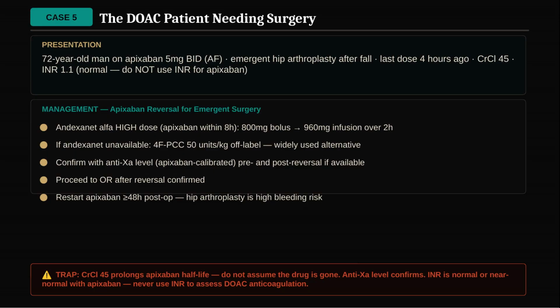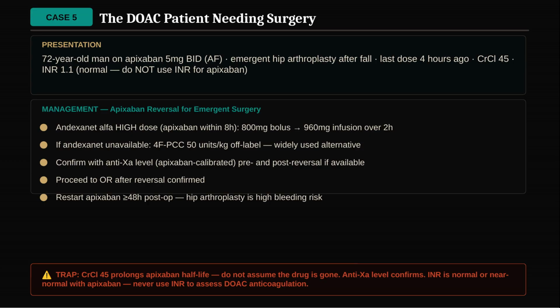A 72-year-old man on apixaban 5 milligrams twice daily for atrial fibrillation requires emergent hip replacement after a fall. Last dose was 4 hours ago. Creatinine clearance is 45. This is urgent and cannot wait the standard 40 to 75 hour hold time.